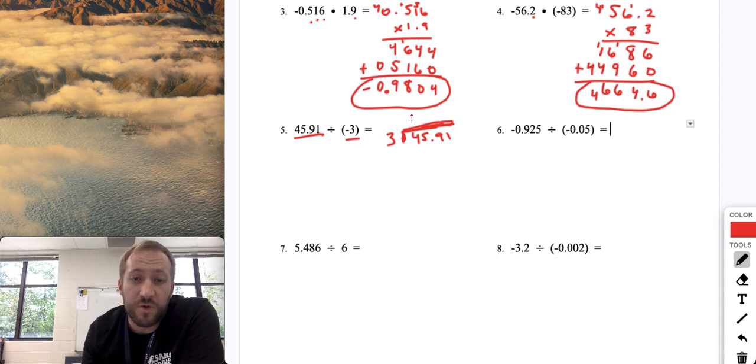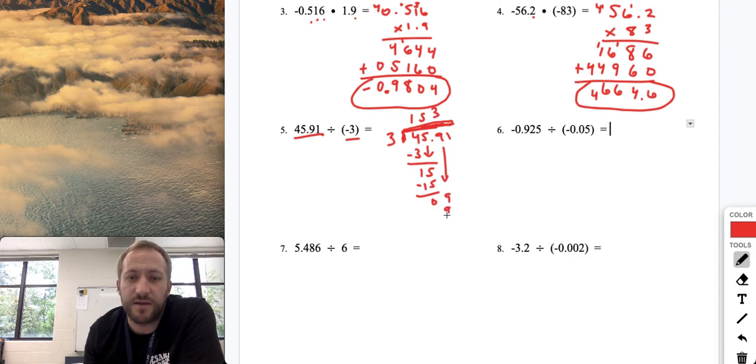3 goes into 4 once. That's 3. Subtract, I get 1. Bring down the 5. That's 15. 3 goes into 15 5 times. 3 times 5 is 15. Subtract, I get 0. Bring down the 9. 3 goes into 9 3 times. 3 times 3 is 9. Is 0. Bring down the 1. 3 goes into 1 0 times. 3 times 0 is 0.